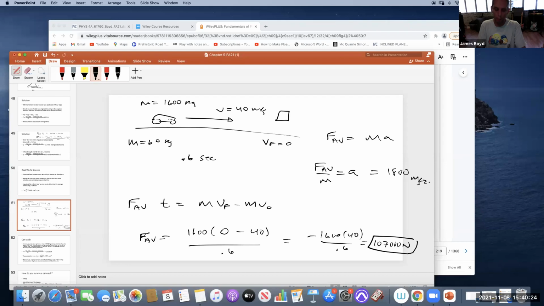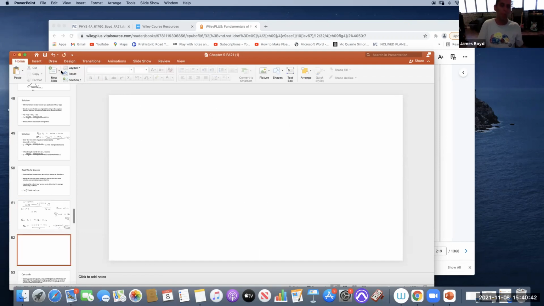1,800 is about 184 g's. This is equivalent to 184 g's of acceleration. You're going to die, right? Your body is going to die. So what do you have in your car that will save your life?